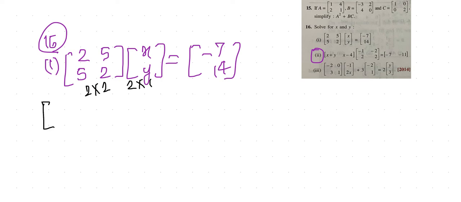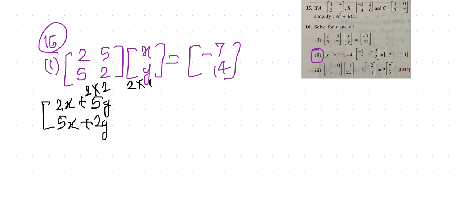So how are you going to write? The resultant matrix that you are going to get is of the order 2 into 1. Okay, so we'll be just looking into this, like how to solve. So you'll be writing what? This is 2x plus 5y, and here you will be getting 5x plus 2y.